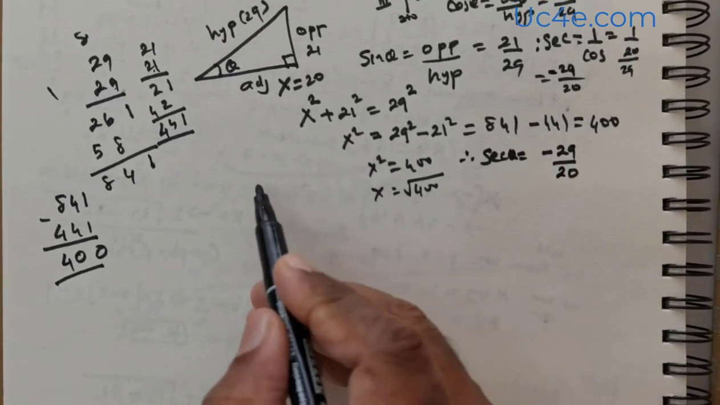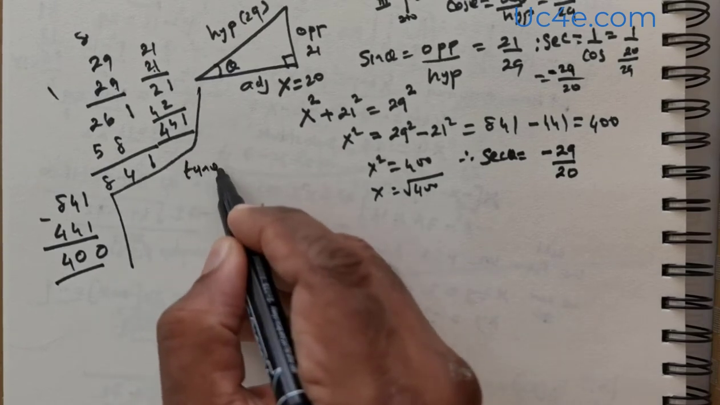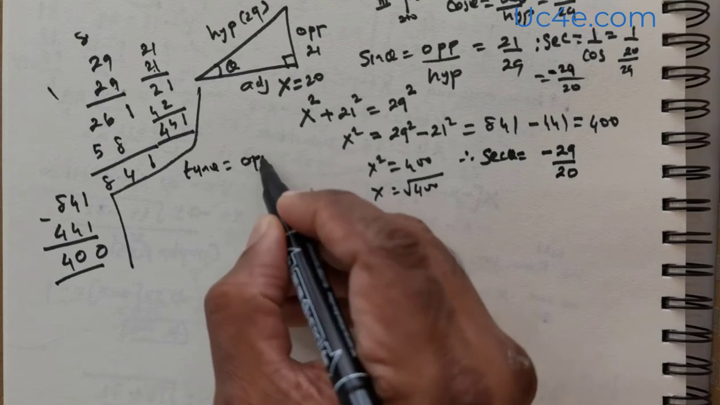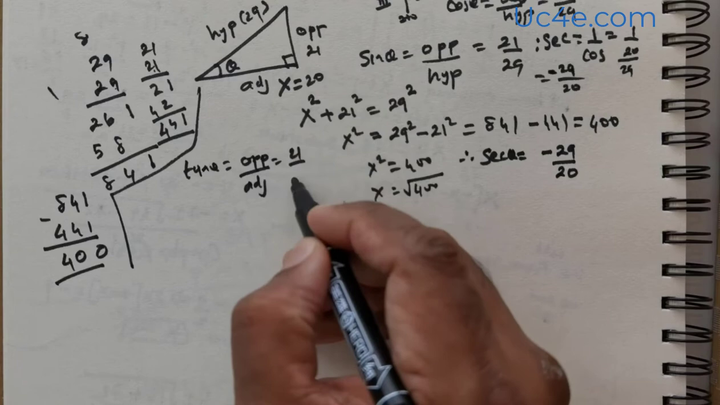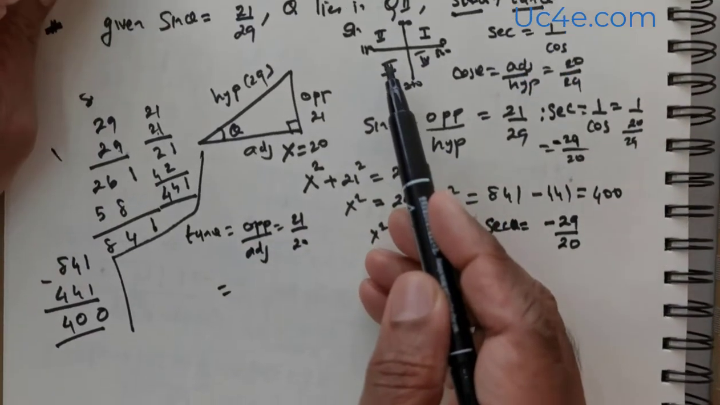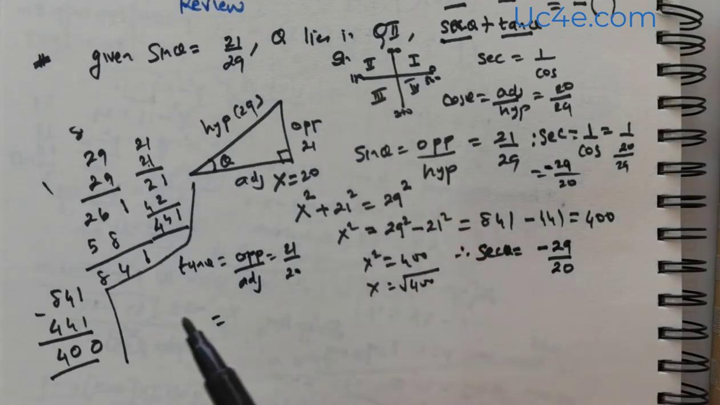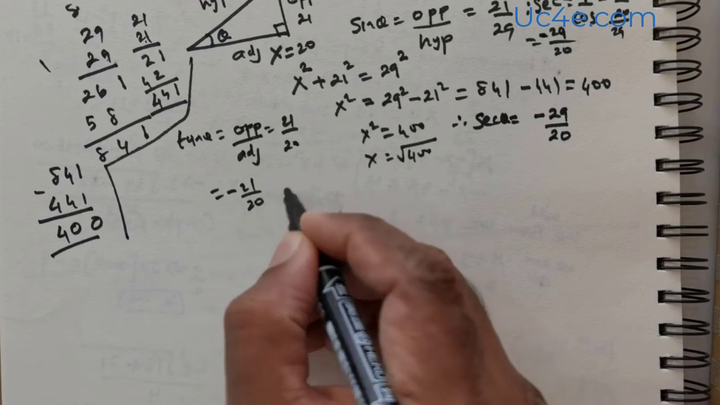So next comes tan theta. So let me just perform tan theta. Now tan theta is nothing but opposite side divided by adjacent side. My opposite side is 21, adjacent side is 20. But tan theta lies in quadrant 2. So tan is negative there. So the value is going to be negative 21 over 20.